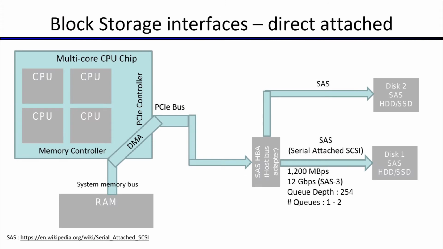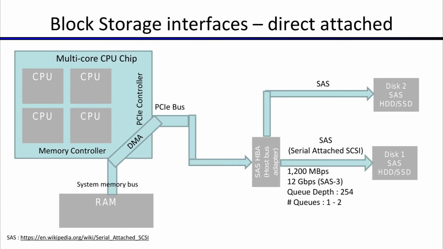So how do you use SCSI? Here's a diagram of a CPU, and it's connected to the RAM through the system memory bus. The CPU has a PCI bus, and then the PCI bus connects to a SAS host bus adapter. The disk that supports SCSI will then be connected through the host bus adapter to communicate over the SAS protocol, and that's the serial attached SCSI protocol.